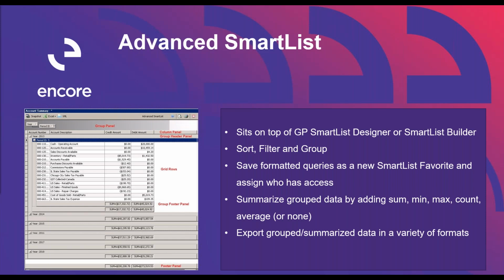Ta-da! Here we've got one of OnCourse's products. This is one of my favorites, to be honest, of all ISVs. It's the Advanced Smart List. What's cool about this is it actually sits on top of GP Smart List and makes it work better. So now you can use this Advanced Smart List to create a Smart List off of Smart List Designer or Smart List Builder, and it's literally going to put your Smart List on steroids. Instantly, you are going to be slicing and dicing and analyzing your Smart List data within GP.